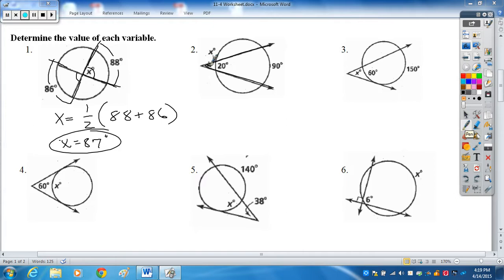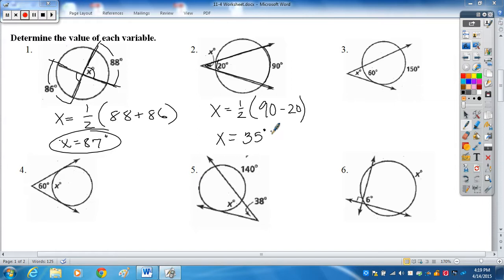So again, angles on the outside are half the difference of the intercepted arcs. The two arcs that are intercepted are these two that I've just traced. So 90 minus 20 gives you the measure of x. So x is half of 90 minus 20, which is 70, divided by 2, which is 35. So the measure of that angle is 35 degrees.